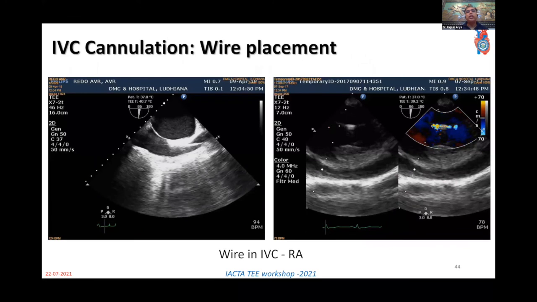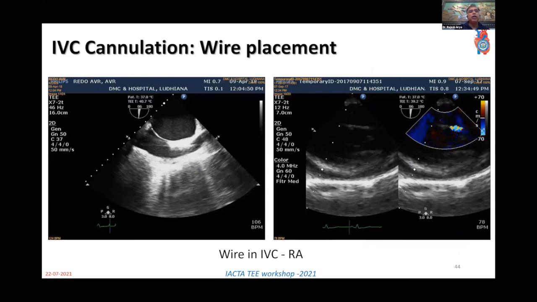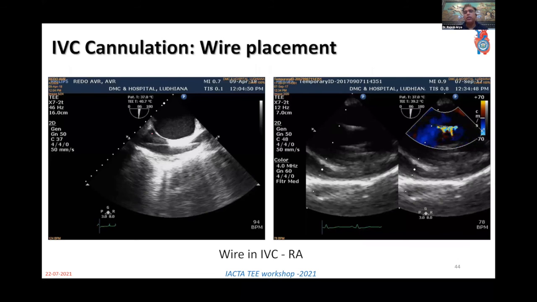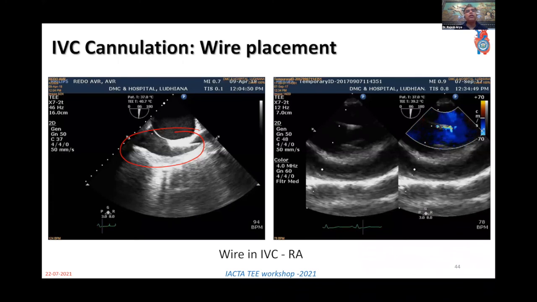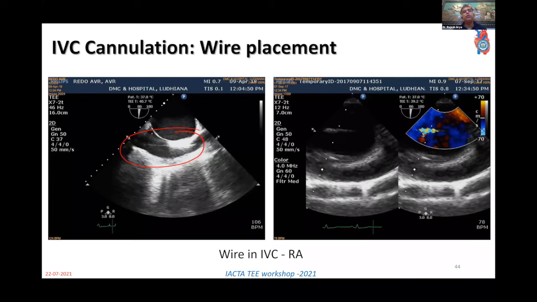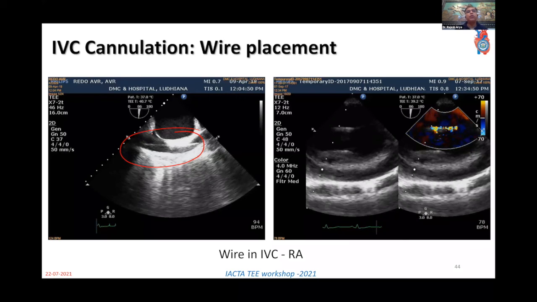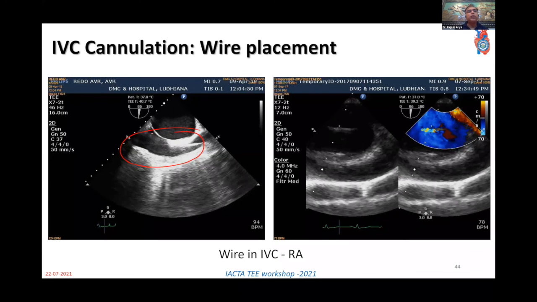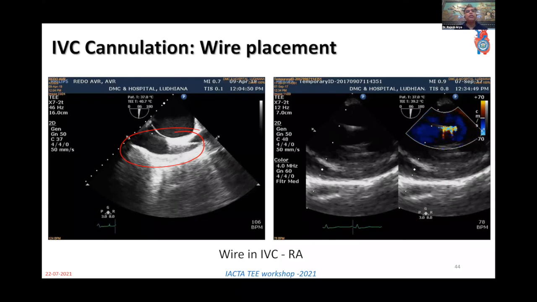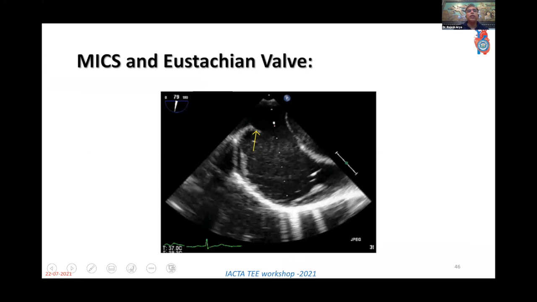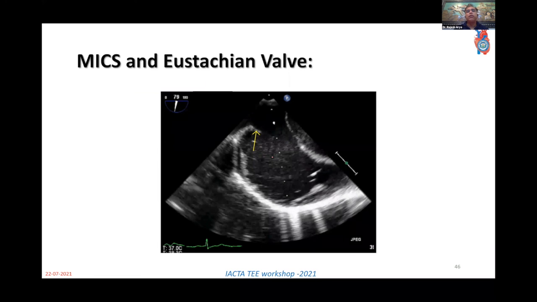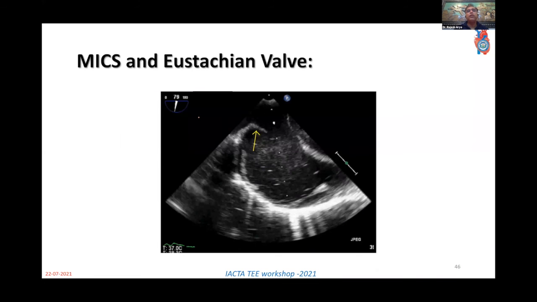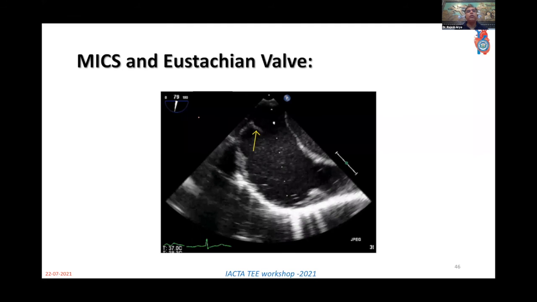So IVC cannulation, as I explained earlier, is very much done under TEE guidance because with the two-stage cannula, you can check whether the guide wire from IVC to RA to SVC is going properly or not. Same way, for placement of IVC cannula and SVC cannula, one must look for any obstruction to the placement of cannulas if it's put directly from the RA side. This is the eustachian valve which can hamper the placement of cannula.